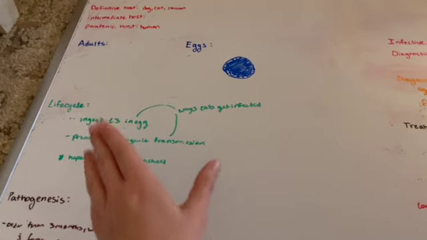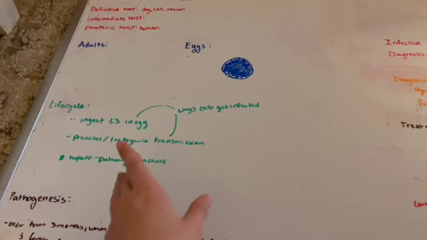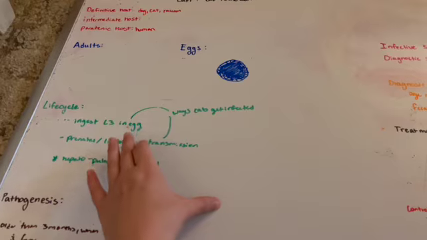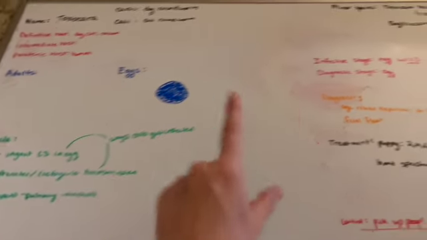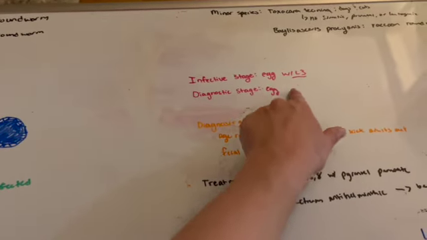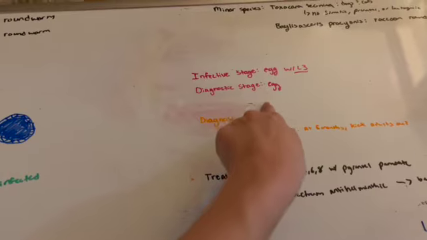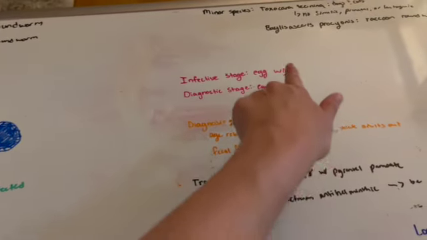How do they get it? Their life cycle is very similar to hooks. You ingest the L3 that's in the egg, so that's important: the infective stage is the egg with the L3. But our diagnostic stage will not have that L3 yet. It has to finish developing in the environment before it gets the L3.